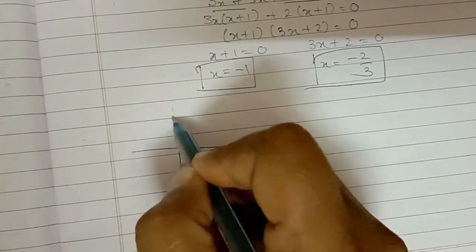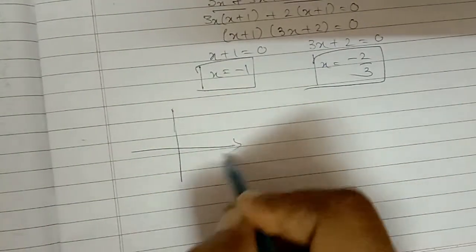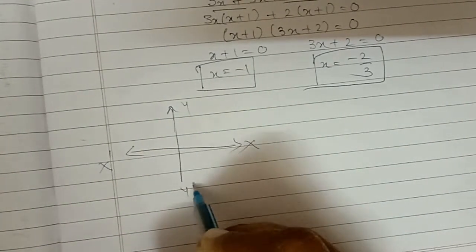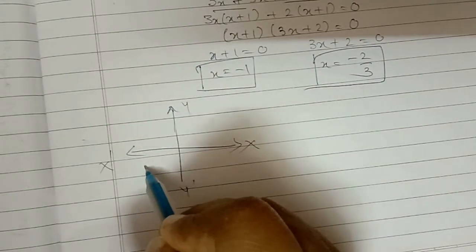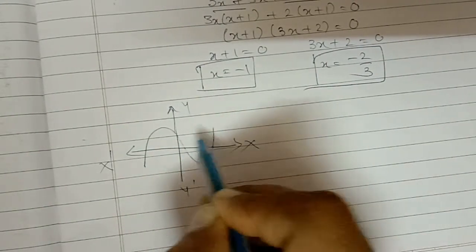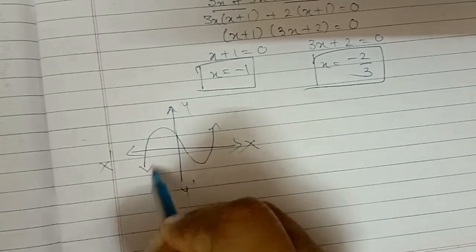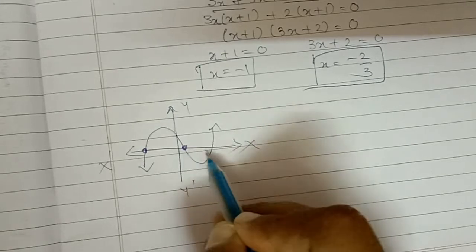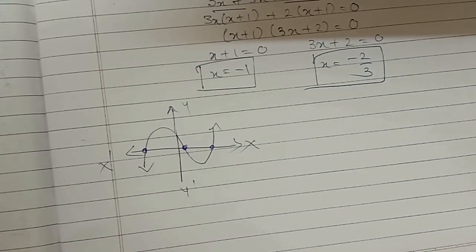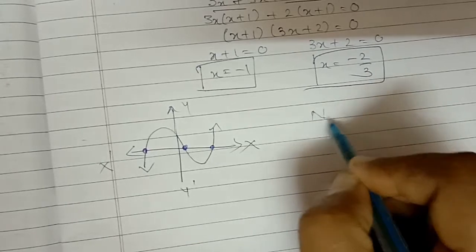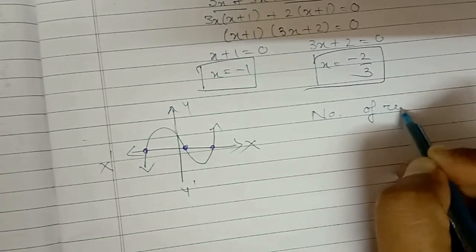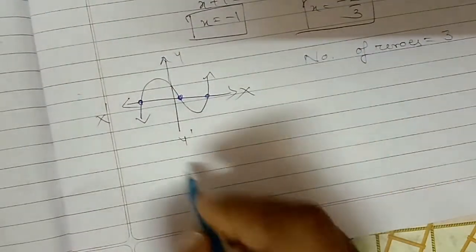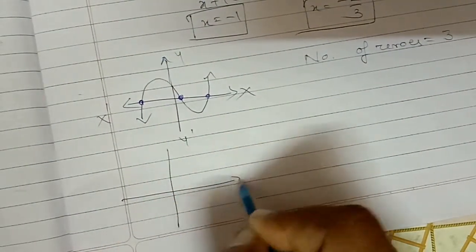If you have a graph, this is your x-axis and this is your y-axis. If I have a curve in this way, can you see all of you? Here, this graph is intersecting x-axis at 3 distinct points. So I can say the answer is number of zeros is equal to 3. Let us see one more.